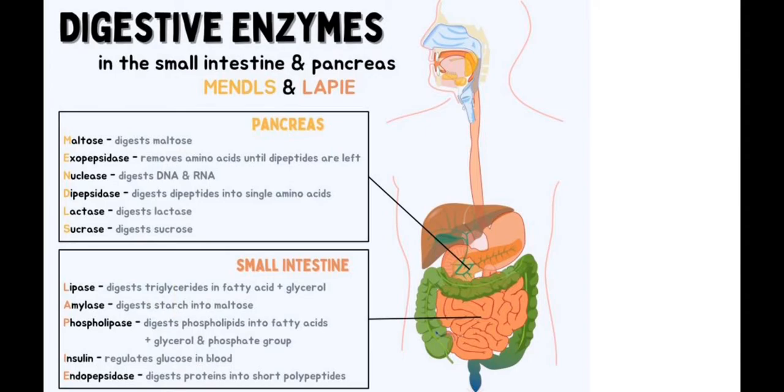The only thing I should indicate is that insulin is not produced in the small intestine. Insulin is produced by the pancreas, so it is pictured a little bit wrong. And insulin goes to the blood.